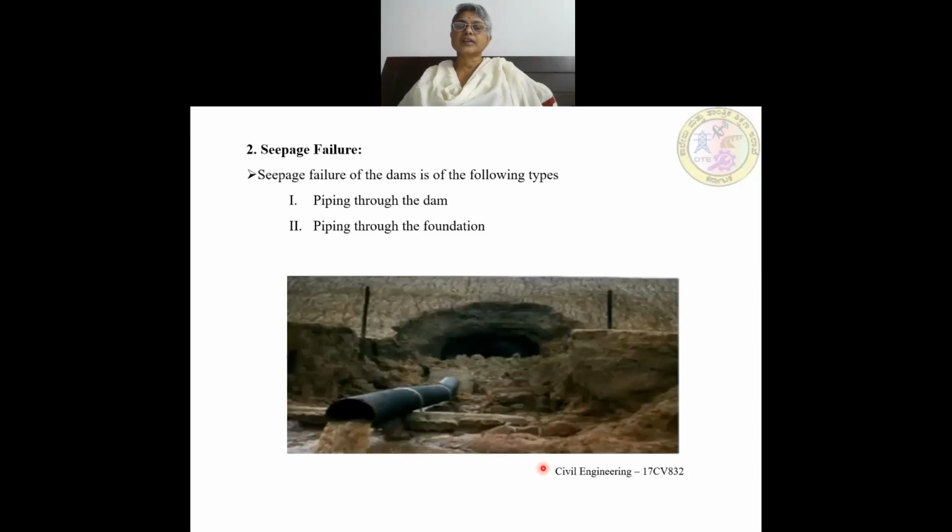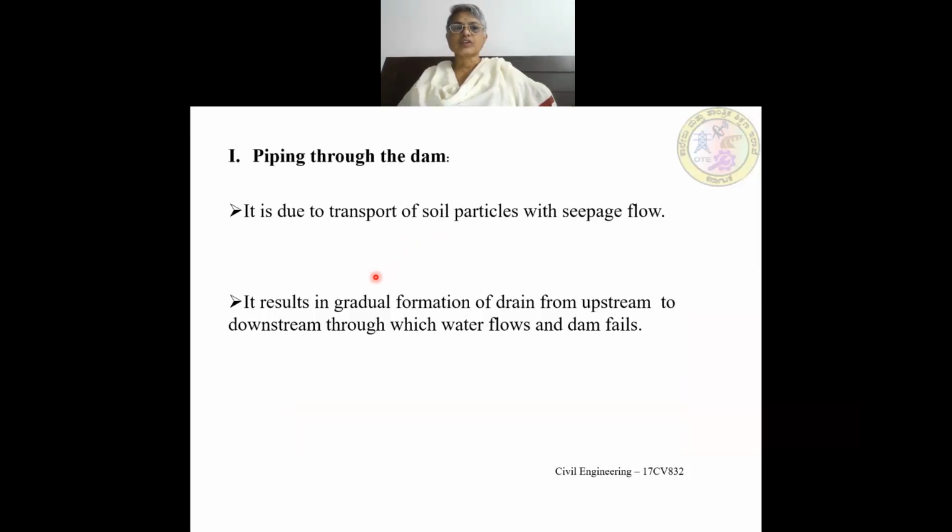There are two types of seepage failure: piping through the dam and piping through the foundation. You can see here, this is piping through the body of the dam. A cavity has been formed. If the seepage water carries this loose material along with it, it forms a cavity. Gradually, the size of the cavity will increase, and the water starts flowing through these cavities. This is called piping through the dam. The same thing happens in the foundation also, so that is called piping through the foundation.